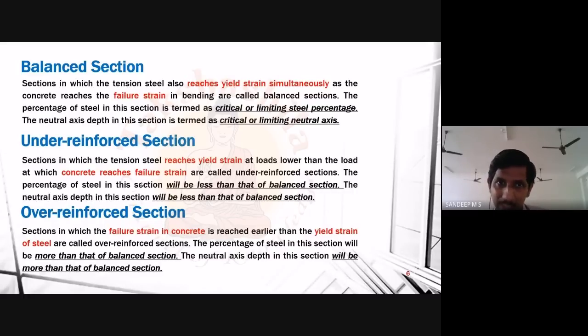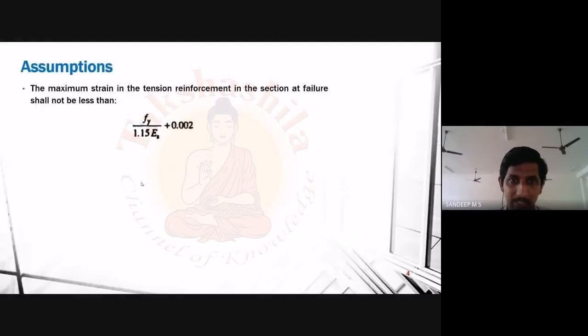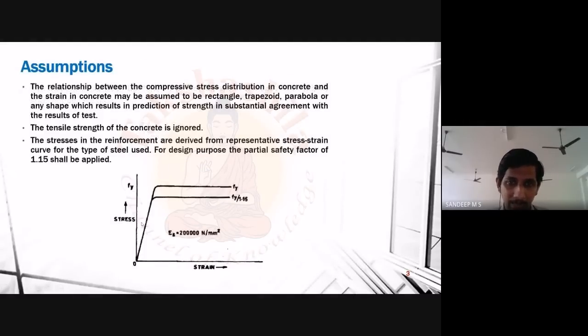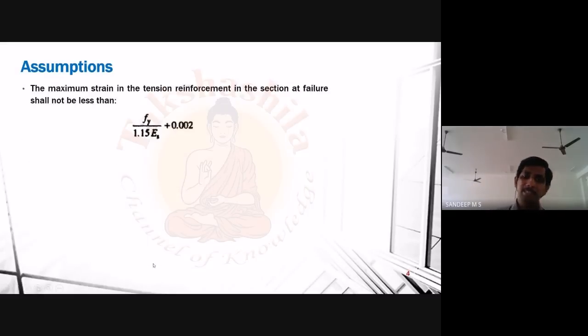Okay, so I hope the concept is clear to you. And in the case of steel also, if you see the stress strain curve, say for example, we have the yield stress here, right? This is Fy by 1.15. So once we have a strain value corresponding to this peak point, I will get the strain value here. Once steel has this strain value, corresponding to this peak, we will assume that our steel has also failed. But these are basically just assumptions.